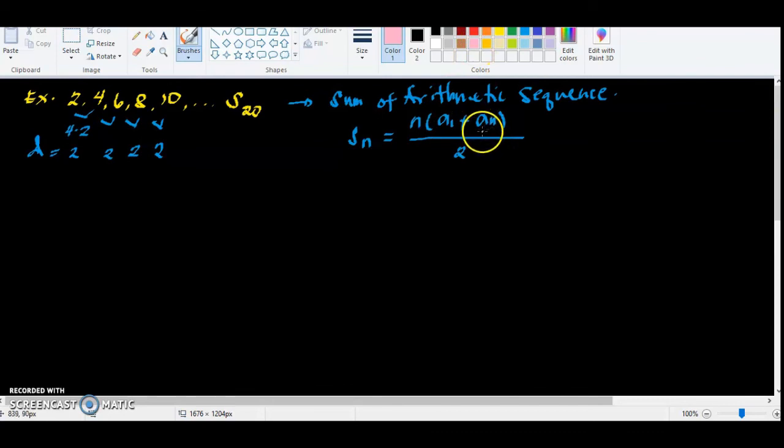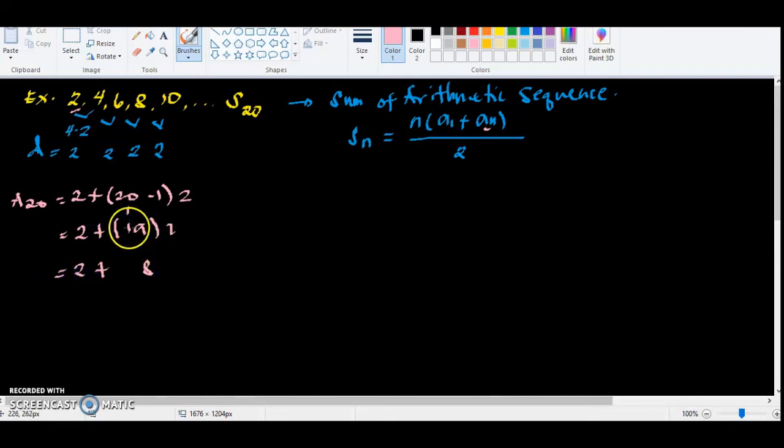So to find the last term, or a sub n, we need to use this formula. You have a sub 20 since we are looking for the sum of the 20 terms and it makes it finite. So we have a sub 20 is equal to the first term, which is 2, plus 20 minus 1 times the common difference, which is 2. So 2 plus 19 times 2. We have 2 plus 38, we have 40.